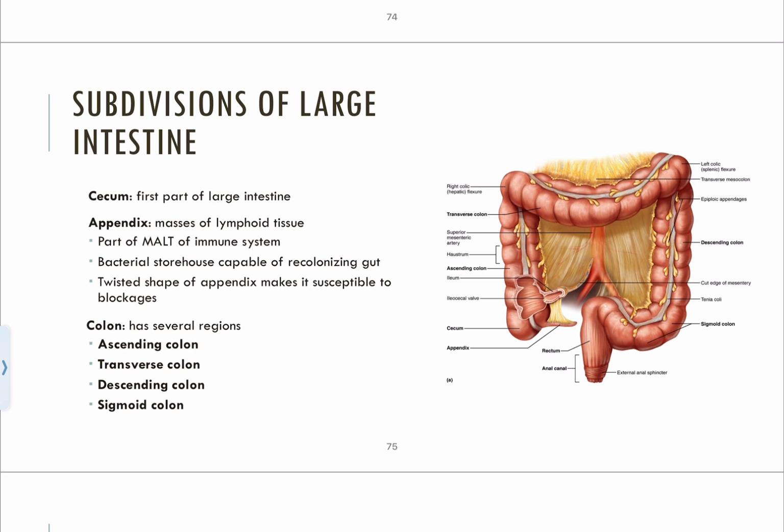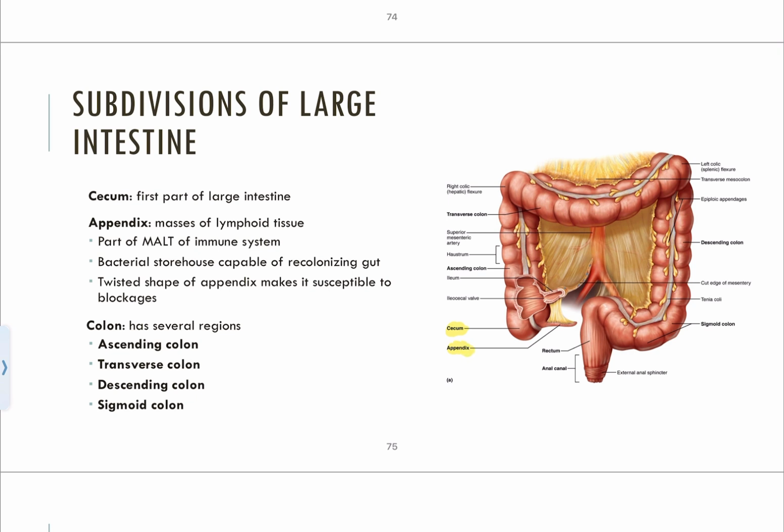Also, our large intestine is going to help get rid of and eliminate feces, basically all of the products we were unable to digest. So let's go through the gross anatomy of the large intestine. The first part of the large intestine is the cecum. The cecum is connected to the ileum, the last segment of our small intestine.